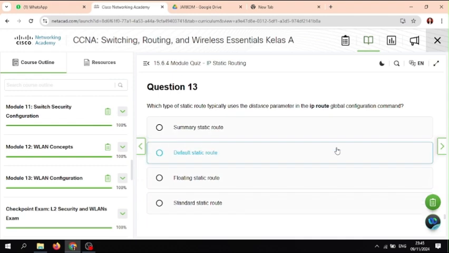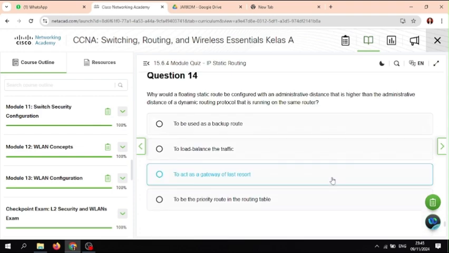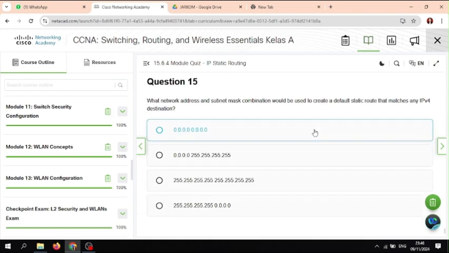Next, which type of static route typically uses the distance parameter in the ip route global configuration command? Floating static route. Next, why would a floating static route be configured with an administrative distance that is higher than the administrative distance of a dynamic routing protocol that is running on the same router? To be used. Next, what network address and subnet mask combination will be used to create a default static route that matches any IP destination?